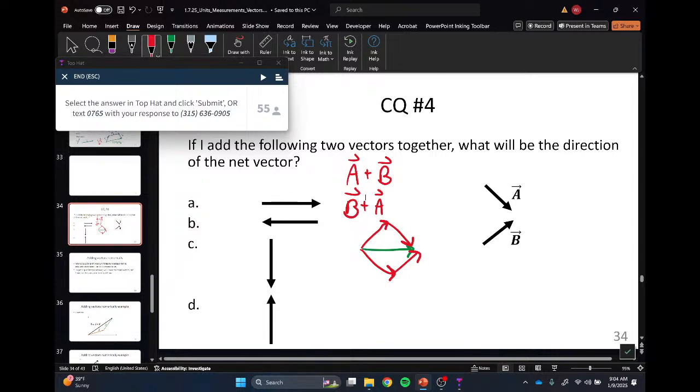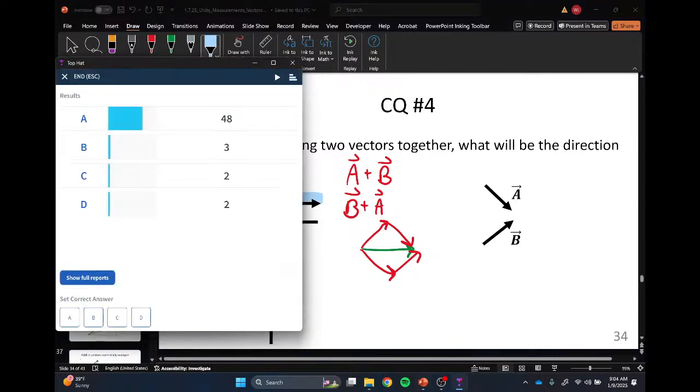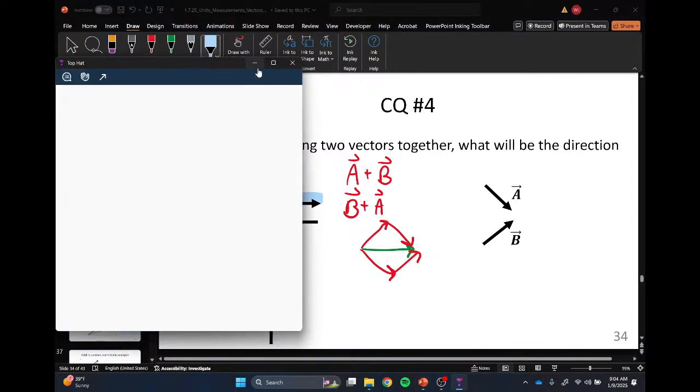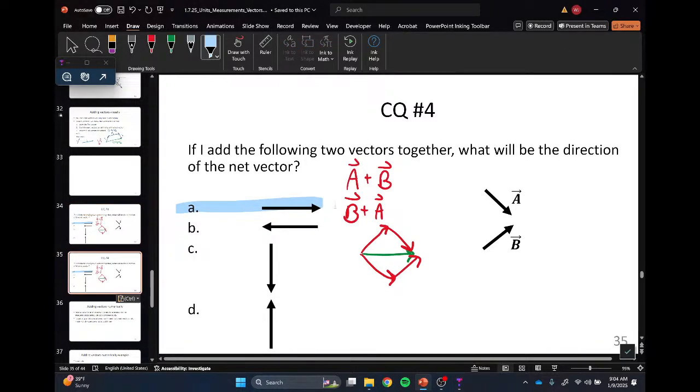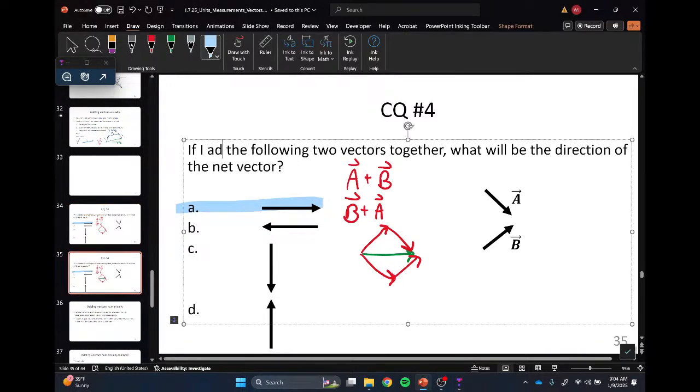All right. So the answer is going to be the one that points to the right. Bam. Great job. Okay. Because this doesn't take too much time, I'm going to have you all just try this one. Same exact problem. And I'm going to have to write this out.